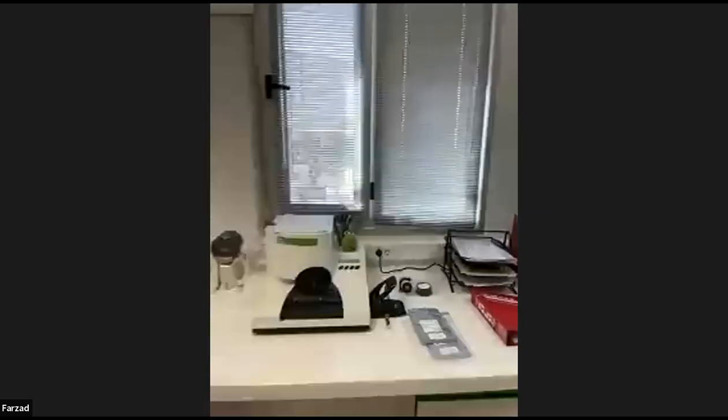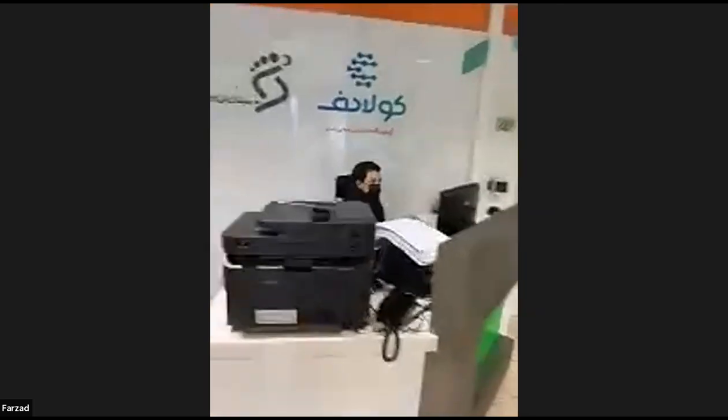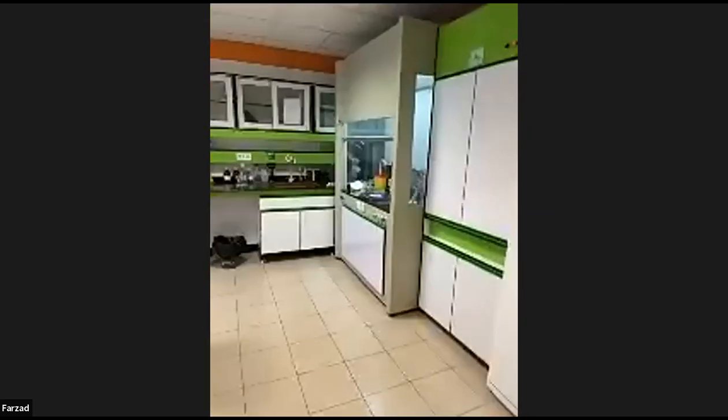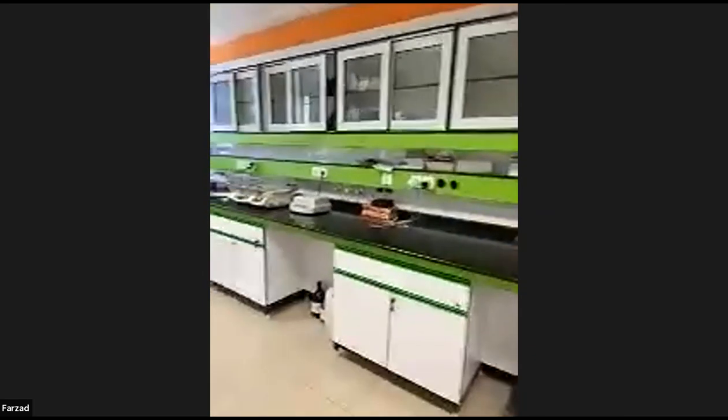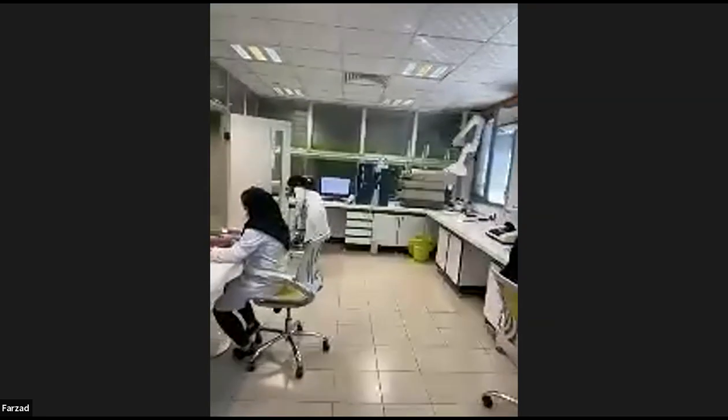So I'm going to go around the lab, as you see, all the equipment which is needed: the reception for registration, the sample preparation lab, in which we have the extraction process. And finally, after the extraction is done, we'll go to the analysis lab, which is the mass spectrometry lab.